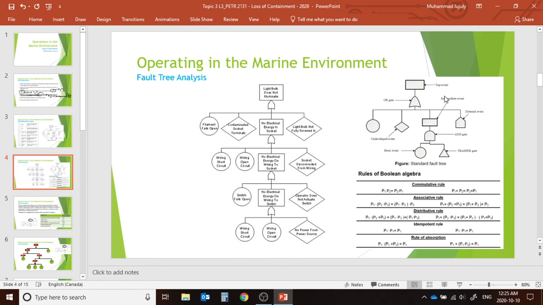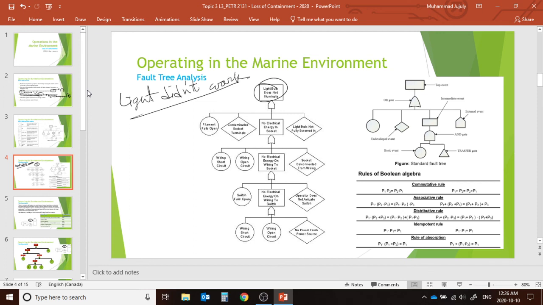Now, how does this fault tree actually look and how does it work? For instance, let me give you an example, that will be the best idea. For instance, you don't have any light, like you turn on the switch and the light didn't work. Okay, why does the light bulb not illuminate?